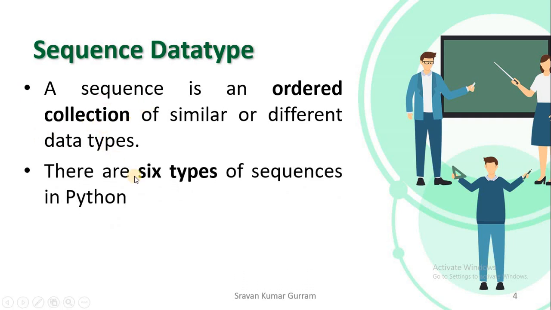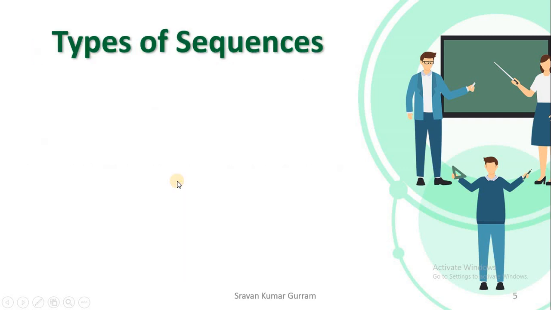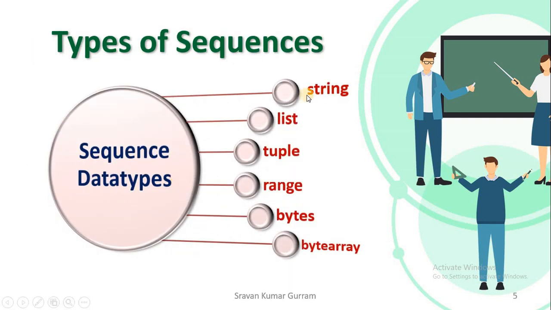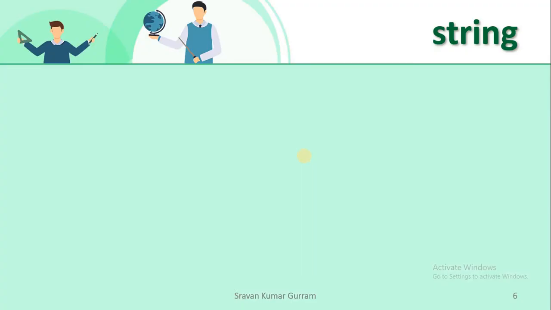In Python, we have 6 types of these sequences. Those are string data type, list, tuple, range, bytes and byte array. These are called sequences or sequence data types in Python. Let us start our discussion one by one.